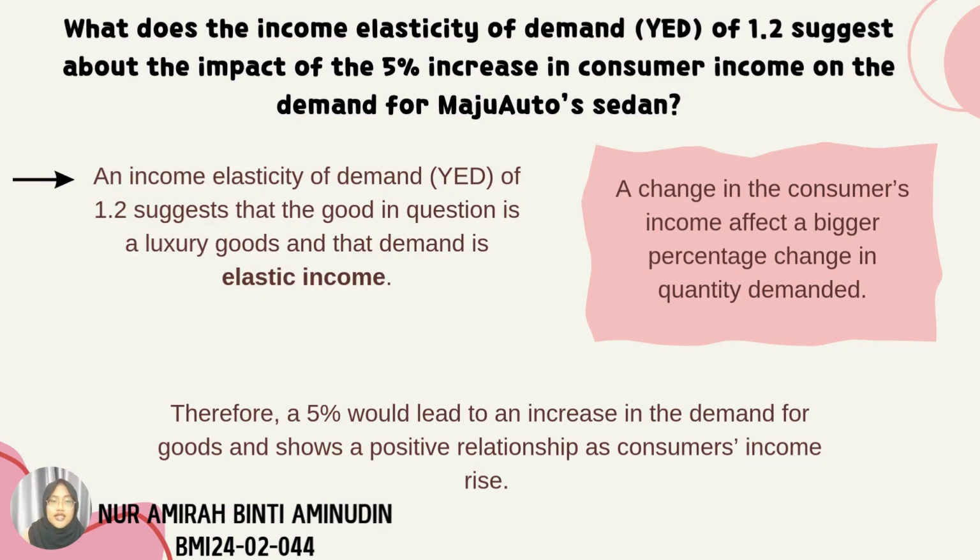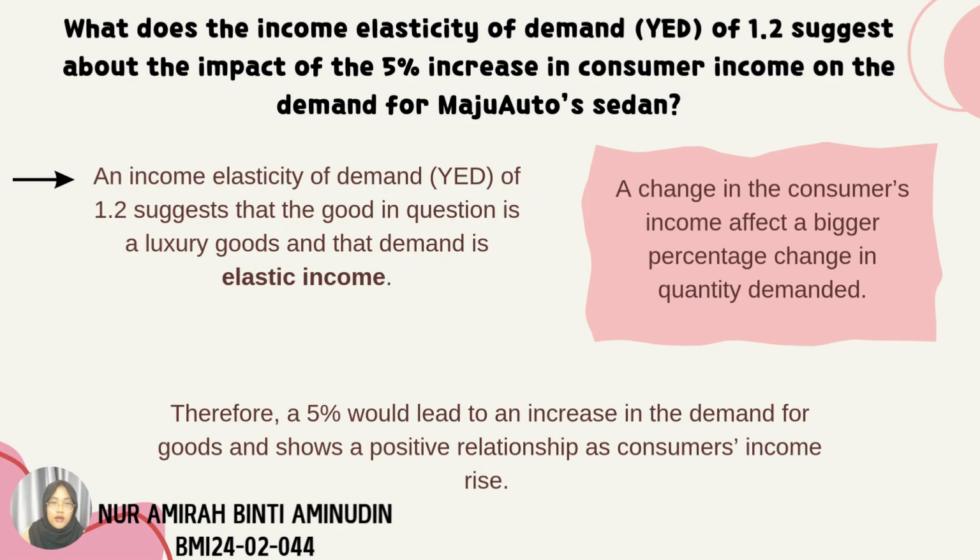All right. What does the income elasticity of demand YED of 1.2 suggest about the impact of the 5% increase in consumer income on the demand for Majority setting? So, as you can see, an income elasticity of demand YED of 1.2 suggests that the good in question is a luxury good. Like I said before, luxury goods involve diamonds, sport cars, and branded items that you may have seen before or everywhere. And that demand is called income elastic.